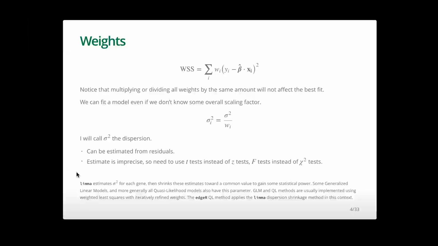I'll maybe talk a little bit about what limma adds on top of this. This idea of dispersion is exactly part of what limma does. It estimates a dispersion for each row of the matrix, each gene usually. And then the limma special sauce is shrinking all those dispersions per gene towards some common value, and that gains you some statistical power.